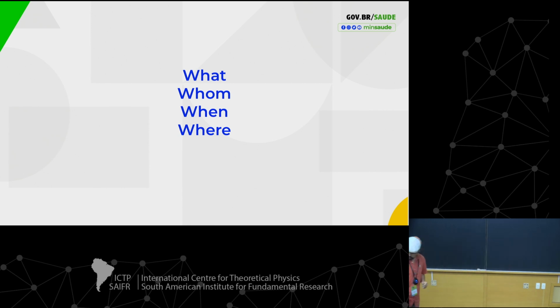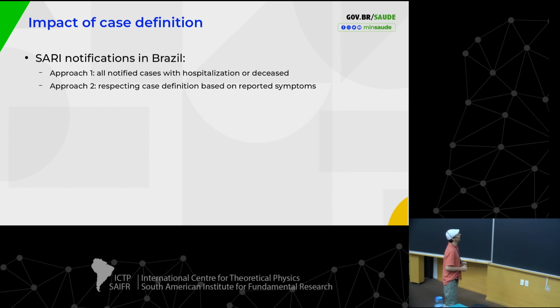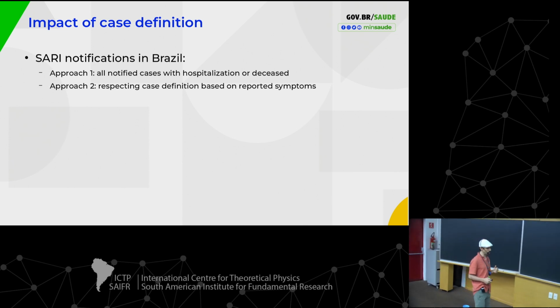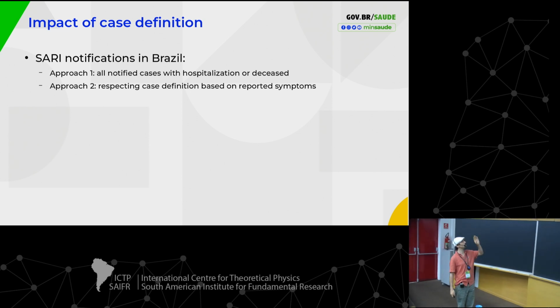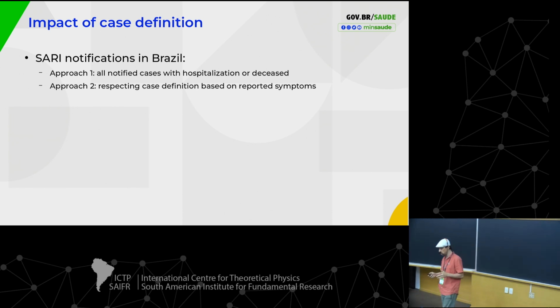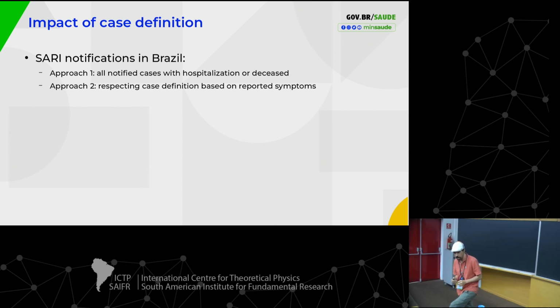Now, in terms of what, as I've mentioned before, case definition is absolutely central. So again, taking the example of respiratory infections. In terms of severe acute respiratory infections in Brazil, severe acute respiratory infection is basically loosely defined as hospitalized cases associated with respiratory viruses in general. Okay, so it might be associated with the flu, with SARS-CoV-2, RSV, and several other viruses.